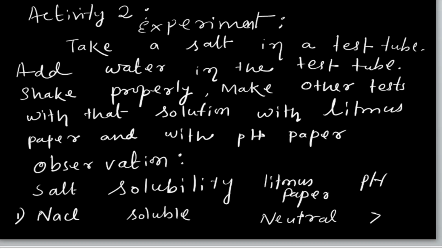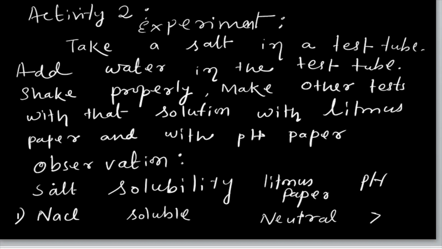In activity 2, take a salt in a test tube, add water, then shake properly, and make another test with the solution, that is with litmus paper. That means you first take the salt in a test tube, then test with litmus paper, dip it in, and see whether the salt is acidic or basic.